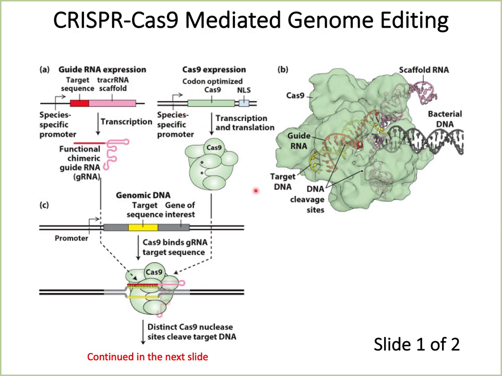And then this will actually produce a functional chimeric guide RNA, which is attached to this scaffold. And this will produce this Cas9 nuclease. Now, once you have that, you have the genomic DNA target sequence right here, and this is the gene of interest. And you have actually made this target sequence right here. You take just about a 20 nucleotide target sequence, and this is your target sequence.